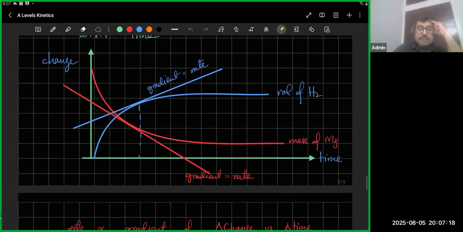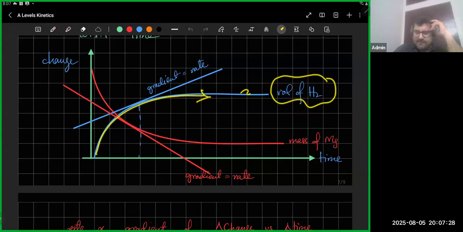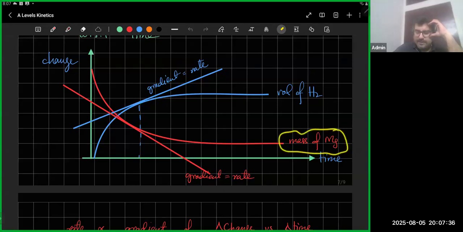और हमने उसमें कहा था some changes are increasing, some changes are decreasing, which means कि volume of H2 gas जो है ना, that's an increasing change. It goes up and then flattens out. That means the reaction has stopped. Or it could be a decreasing change. It's the mass of Mg जो है, that is decreasing. और फिर एक point के बाद it's going to stop decreasing, right?